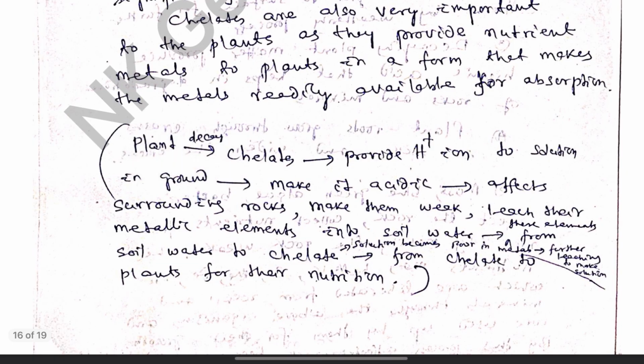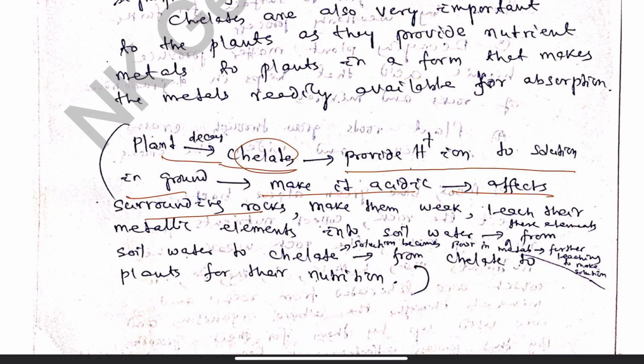So plants undergo decay, produce the chelate, and they provide H plus ion to the solution in the ground, making it acidic. This affects the surrounding rocks, makes them weak, and leaches their metallic elements into the soil water, and this soil water is available to the plants in their growth. So from soil water to chelate and from the chelate to the plants for their nutrition.